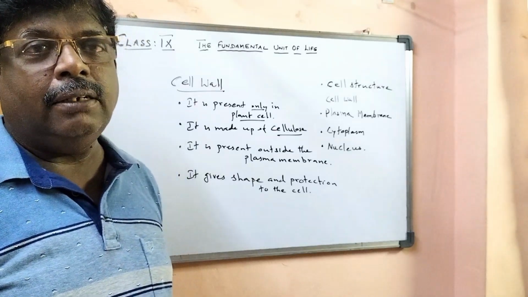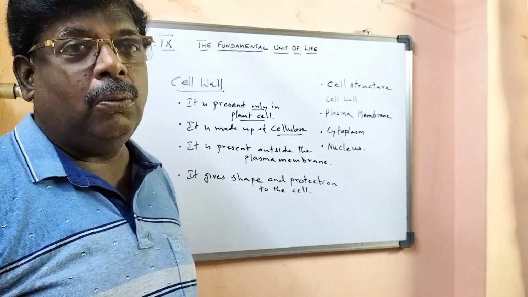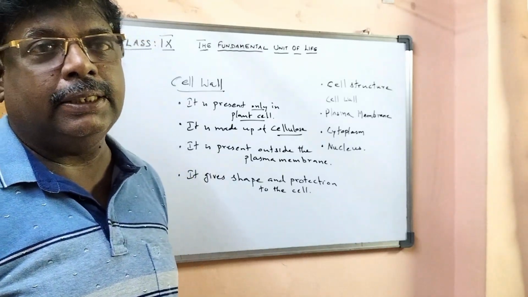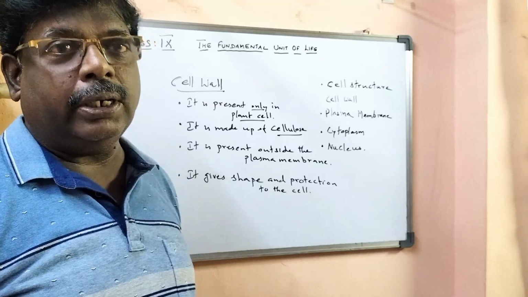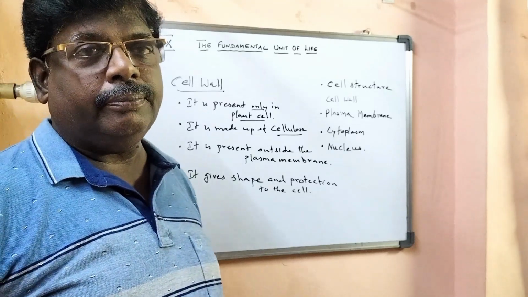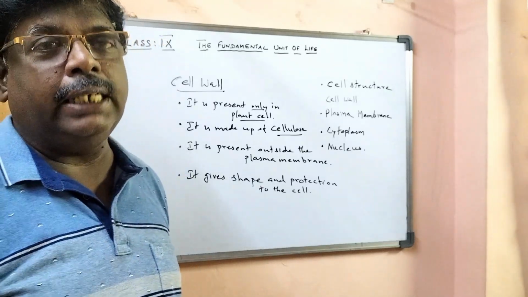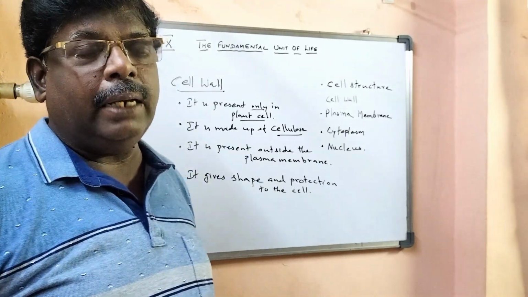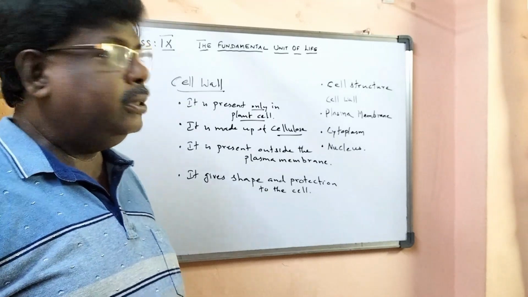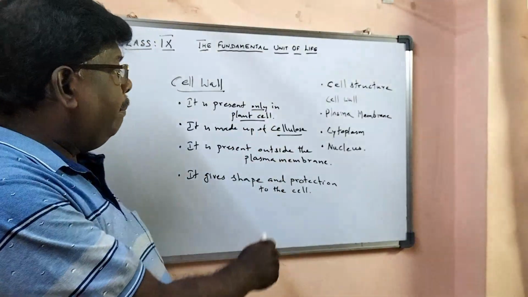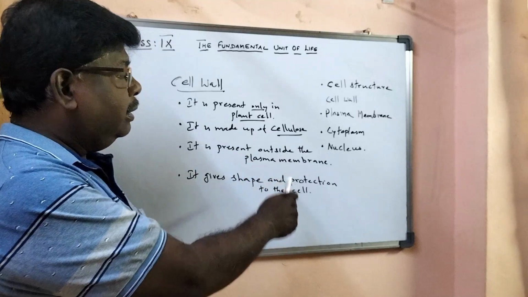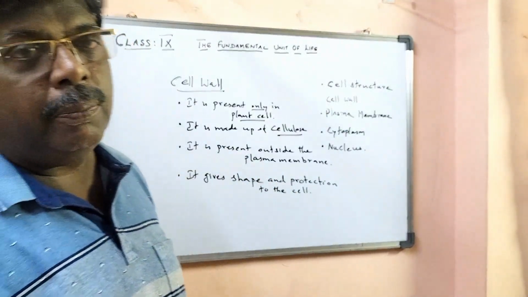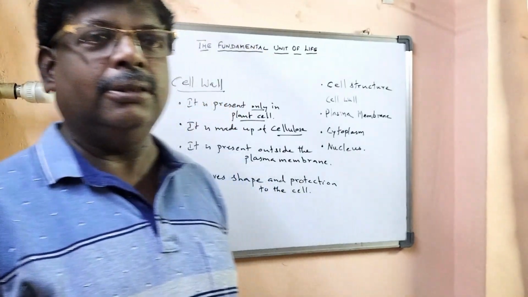Cellulose is a material that can be digested only by herbivores, animals that feed on plants like cow, buffalo, cattle, goat, all this. We cannot digest cellulose. That's why we are dependent on plant products. That's about cell wall. Cell wall is present only in plant cell. It's made up of cellulose. It is present outside the plasma membrane. It gives shape, protection, and support to the cell.